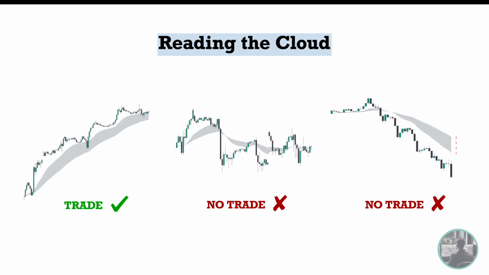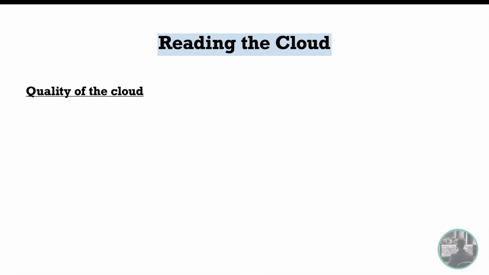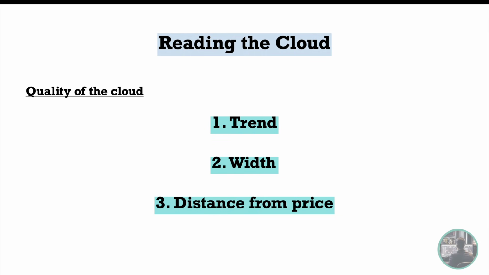That's what takes us from a trade potentially being there to a trade becoming obvious. It's about being able to read the quality of the cloud. And knowing the quality of the cloud is actually pretty simple. You just need to look at the trend, the width, and the distance from the price. If all three of those things align properly, you're looking at a high-quality trade. And if one of those things starts to stray off in either direction, then it becomes a lower-quality trade.